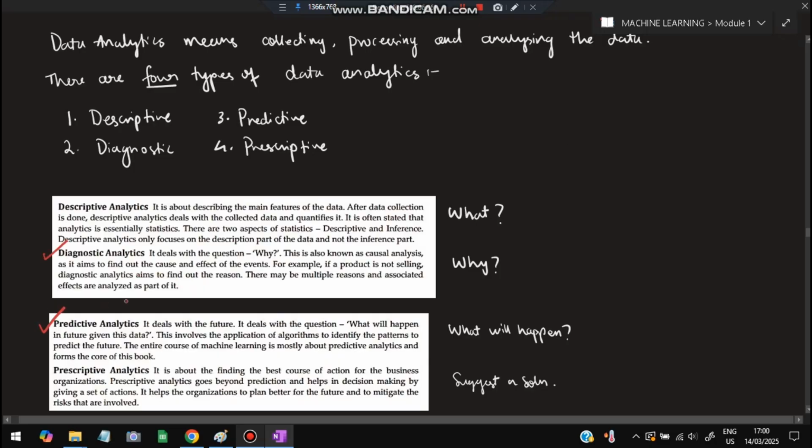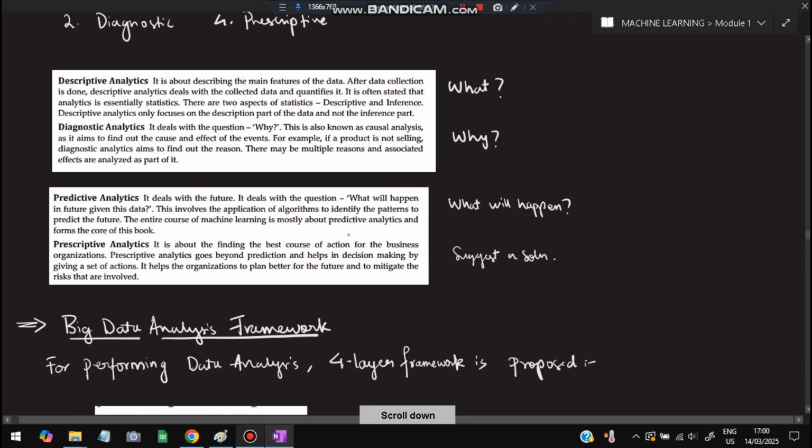The third one is predictive. Predictive means that now we have data telling us that customers are declining to buy a product. What is the future trend? If you don't do anything about it, it is most likely that customers will reduce further. Prescriptive means what we can do to avoid this and improve it. That means suggesting a solution. That kind of analysis is called prescriptive analytics.